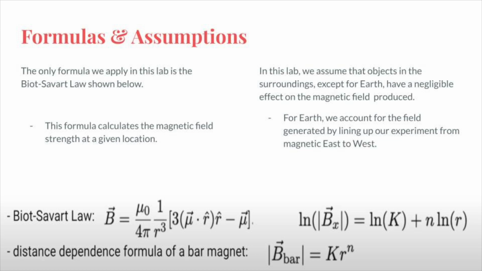The only formula we apply in this lab is the Biot-Savart law shown below, as well as related formulas to make it easier to do the math. The formula calculates the magnetic field strength at a given location.